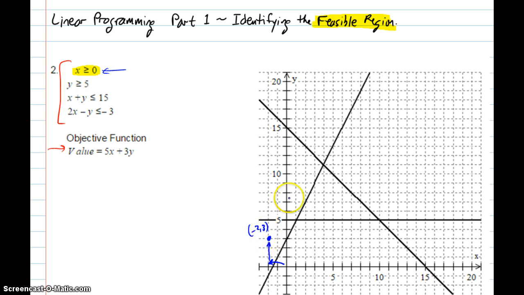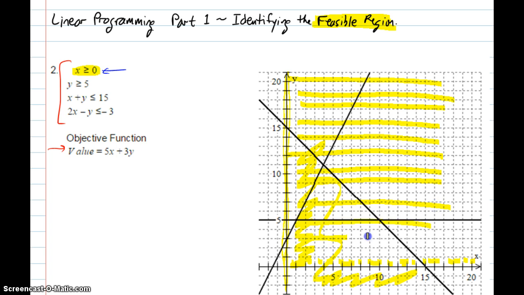So I'm only interested where the x-coordinates are positive, and the x-coordinates are positive over here on this side of the y-axis. It doesn't matter what y is, so I can shade all the way up here and all the way down here, and indeed anything on the right side of the y-axis. The y-axis is where x equals 0, so I want everything over here. So all of these points satisfy that first inequality. Everything to the right of the y-axis has a coordinate where the x-coordinate is bigger than 0. So that's that first inequality.